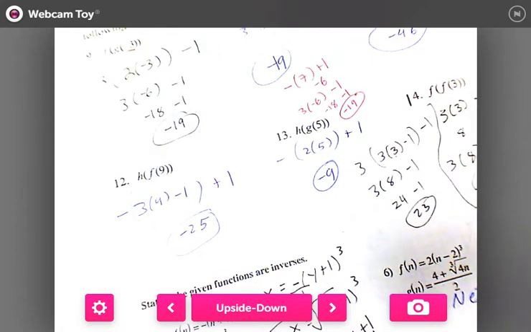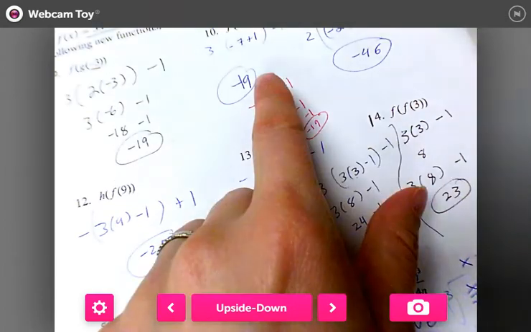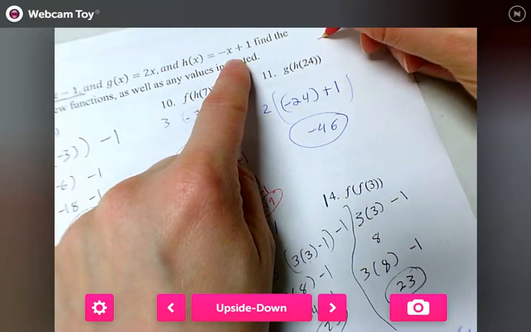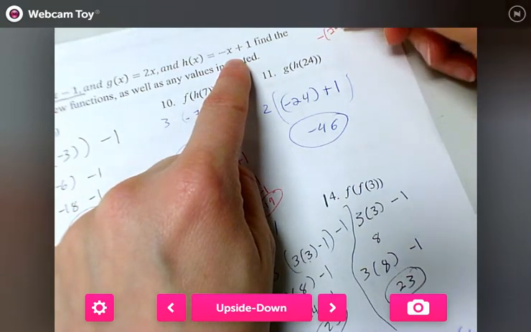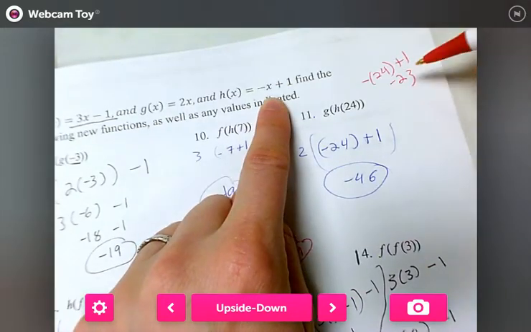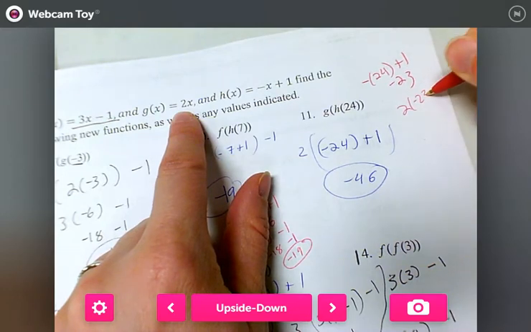What did you get for 11? Negative 46. Okay. So if you go negative 24 plus 1, you get negative 23, right? Okay. Then if you take negative 23 times 2, you get negative 46.